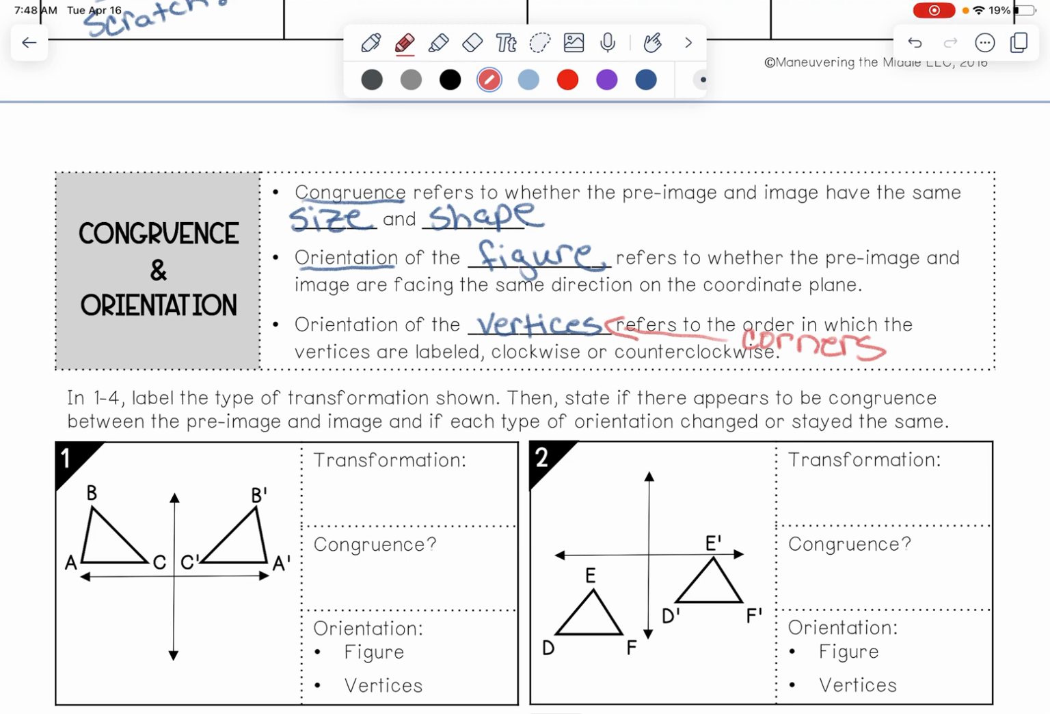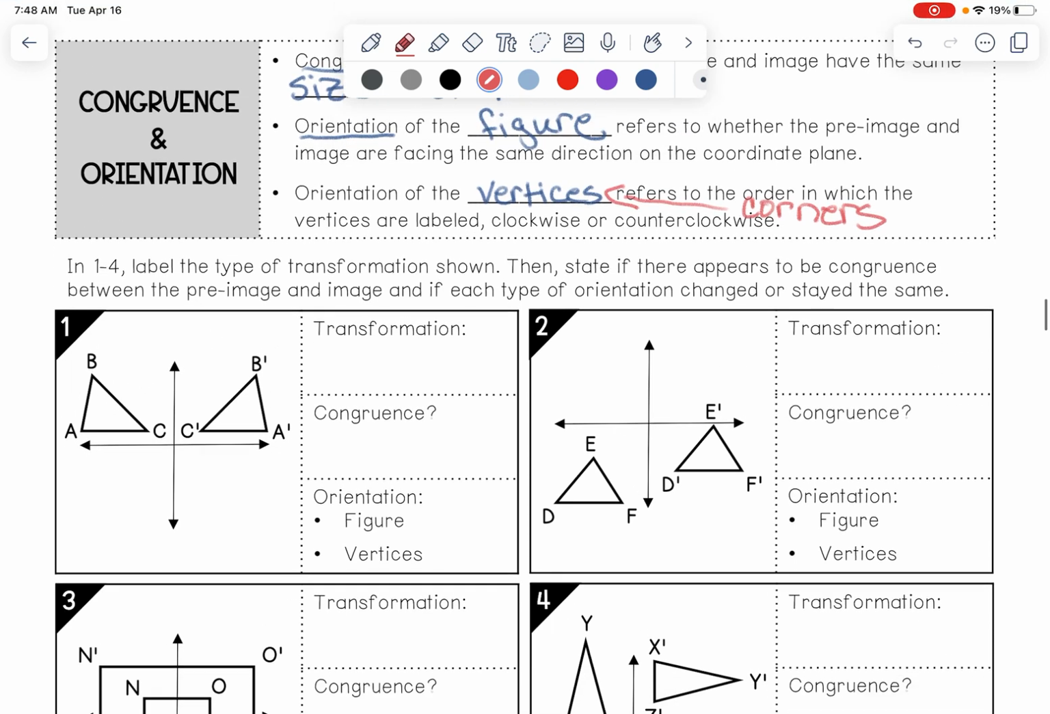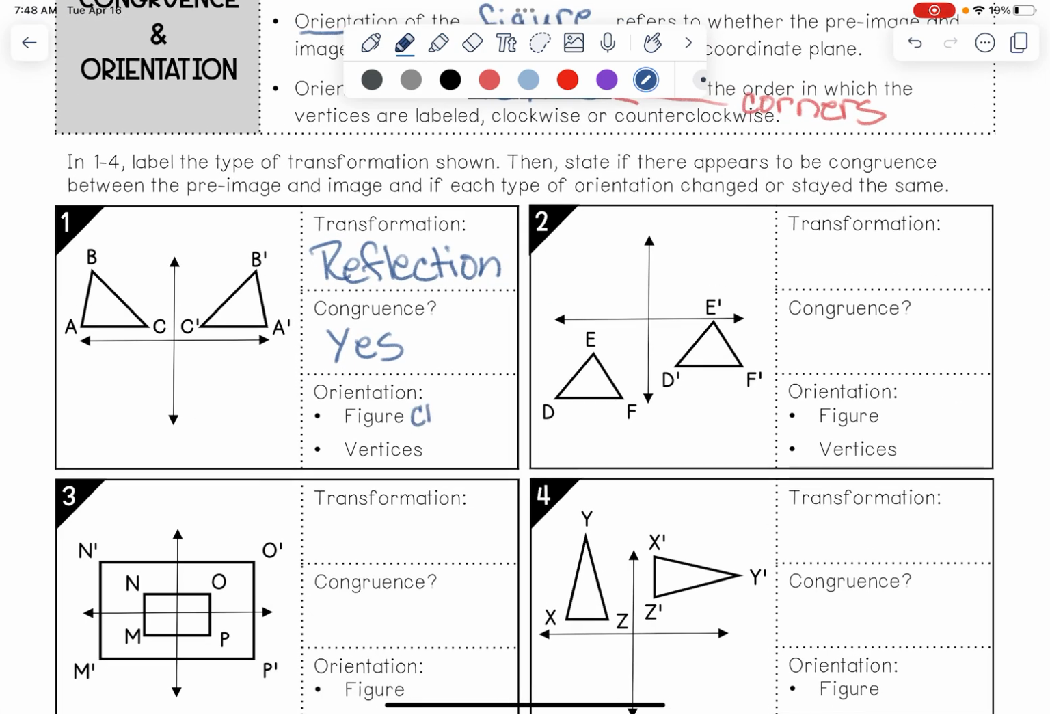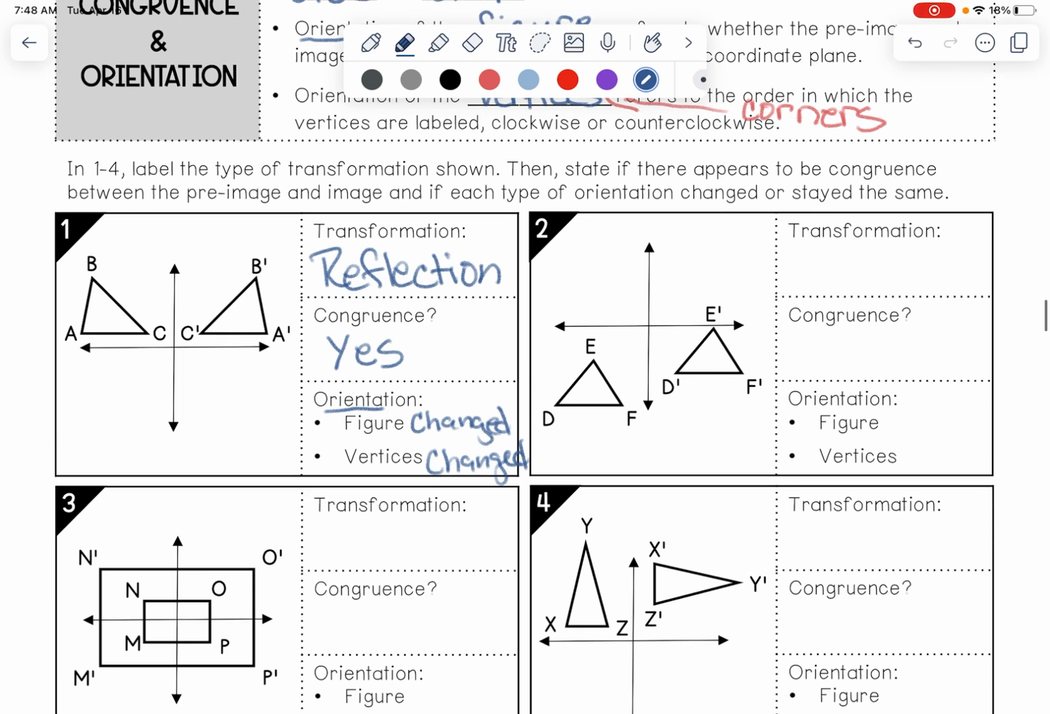So for number 1, we have a reflection. Is it congruent? Yes. Reflections are congruent. They're the same size. The figure didn't change, but the vertices changed for the orientation. So the figure itself didn't change. Its orientation changed.